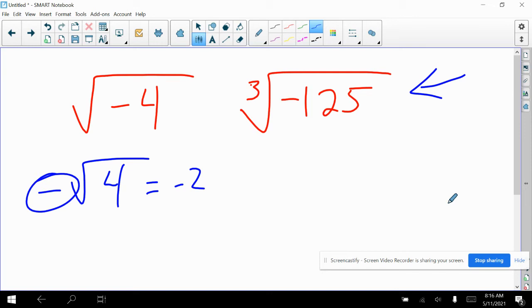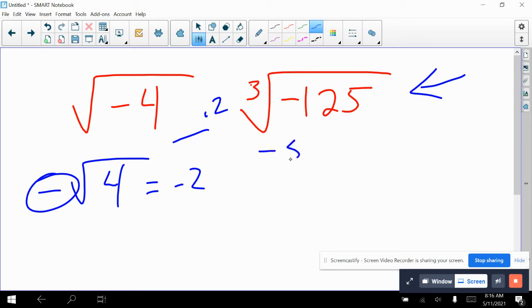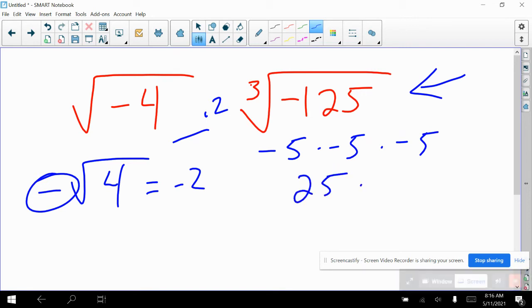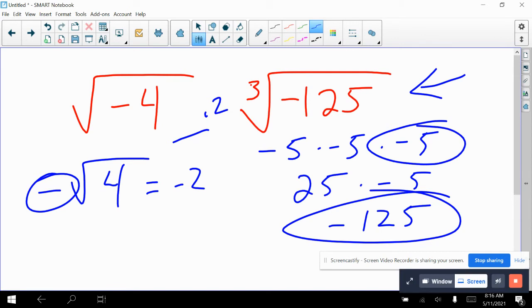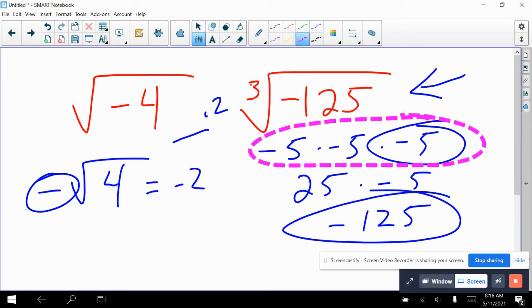Okay. Squares, we have to come up with the same two numbers multiplied together, right? Well, what's -5 times -5 times -5? -5 times -5 is a +25, yes? Times a -5 is -125. Absolutely, you can have a negative cube root. That's not a problem. Why? Because we can come up with the same numbers. It has to be the same numbers.